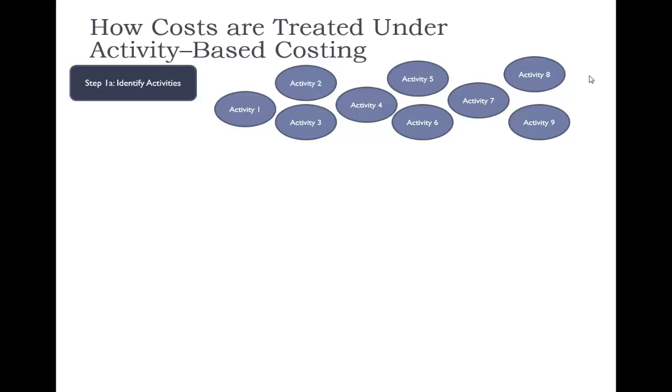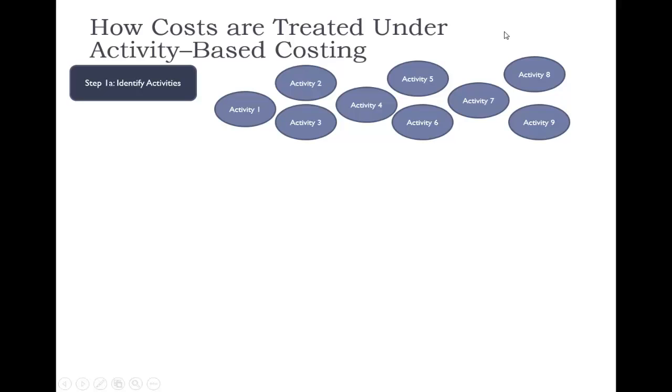Now, let's talk about the steps associated with activity-based costing, still at a theoretical level. There's 5 steps. The first step has 3 subcomponents. First, we want to identify all the activities. All right, so we go through and list all the different activities. You can imagine this is going to be a huge job for a large company. There could be hundreds or thousands of activities.